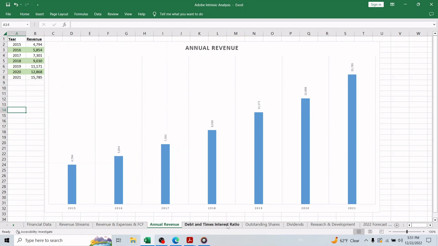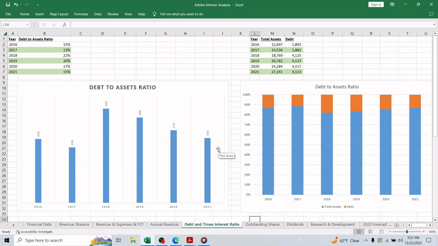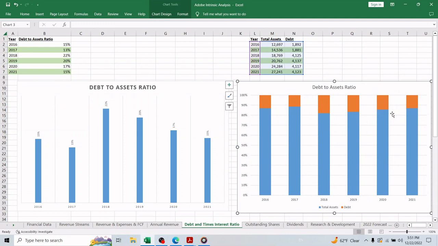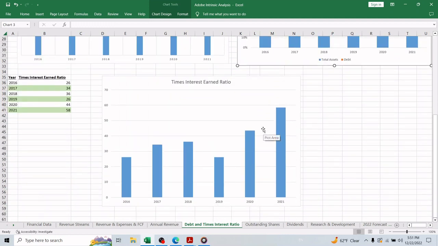A question that we should answer for every company is: is the company solvent? And the answer here is yes, because only 15% of the assets are funded by liabilities in 2021. In other words, the debt to asset ratio is 15% in 2021, and it has been decreasing since 2018. And here's another graph that shows the debt to assets ratio. Also, the company earned about 58 times the interest expense in 2021, so they are well able to service their debt.